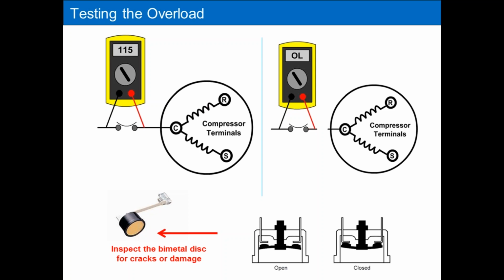You can also look at the overload. Flip the overload over. It has a bimetal disc on the inside. If you take the plate off, there's that tan plate I'm showing you on the screen. With a small screwdriver, you can pry that off, and you can look at the bimetal disc inside. If you see that it's cracked, bad overload. If it doesn't look bad, still do a resistance check or a voltage check on it, and it'll tell you if the switch is made or not.